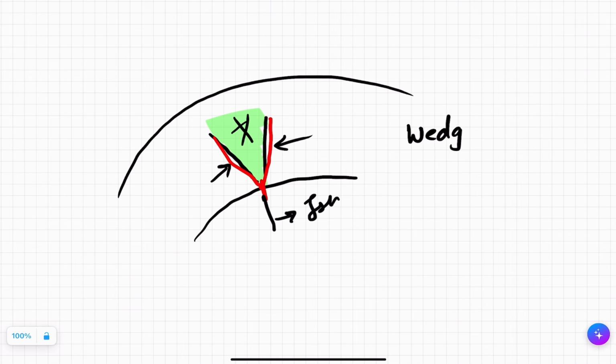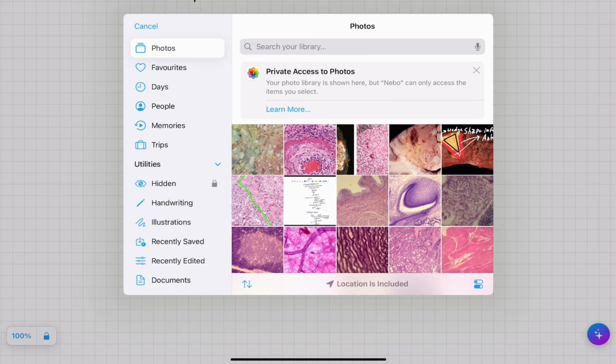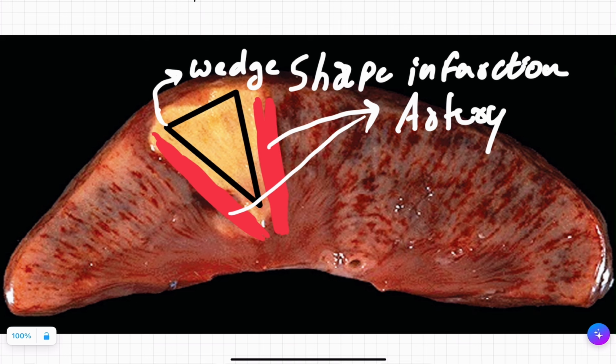a wedge shape appearance. Let me show you. On either side, you see two blood vessels. They were not able to provide enough oxygen and the nutrients. So the kidney in this part died. Got it? So this was our coagulative necrosis.